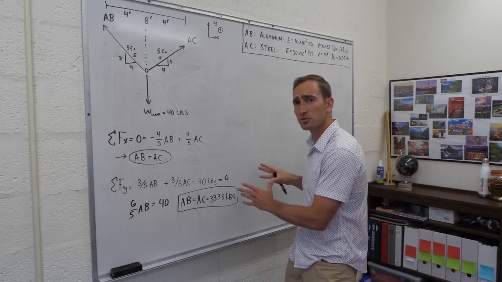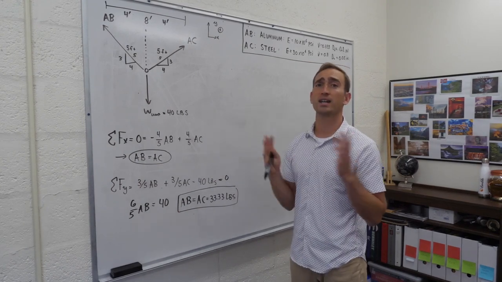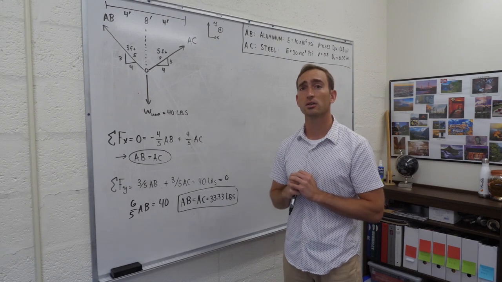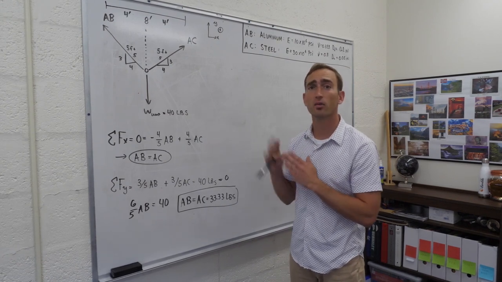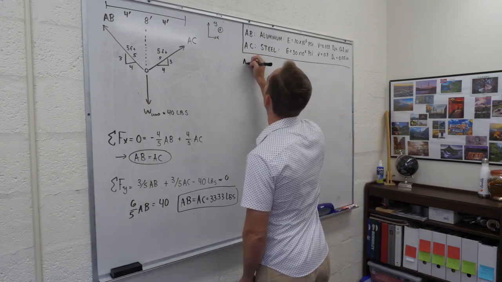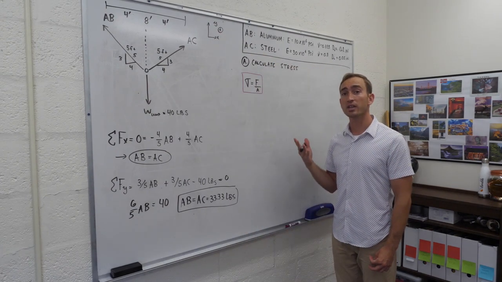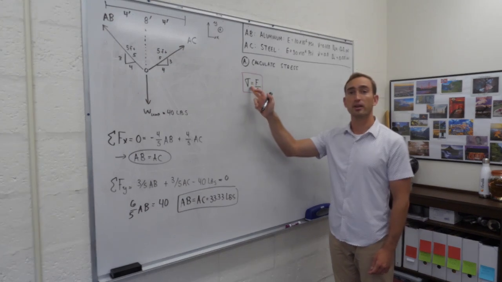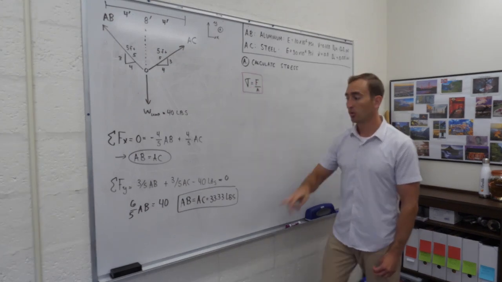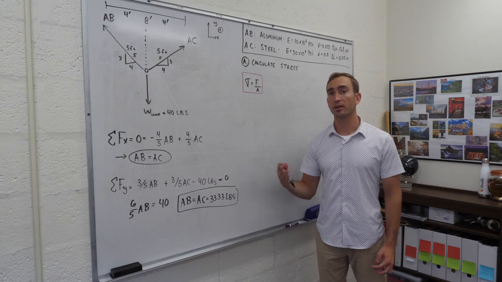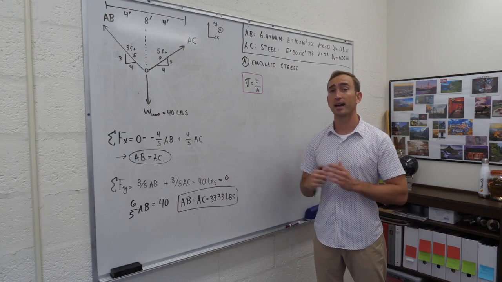So now that we think that our answer is pretty good, we'll move on to part A, which asks us to calculate the stress in each cable, both AB and AC. So I'll write that up on the board now. To calculate the stress in each cable, we know that we're going to use the equation for stress, which is force over area. We know the amount of force in each cable is 33.3 pounds. We now just have to factor in the area.